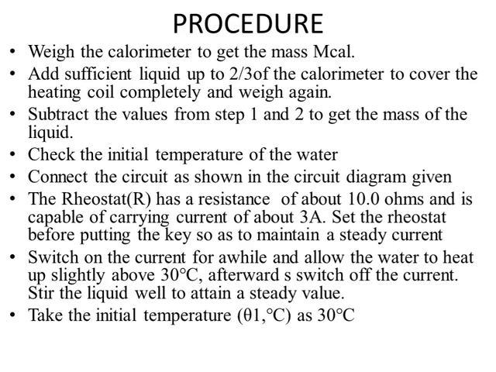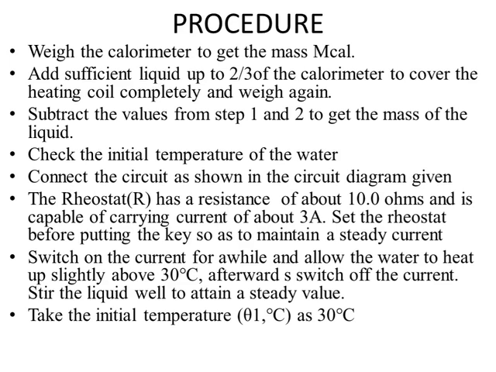Connect the circuit as shown in the circuit diagram given. Remember, I told you that for every heat and electricity experiment, you'll be given a circuit diagram to follow. The rheostat has a resistance of about 10 ohms and is capable of carrying a current of 3 amps. Set the rheostat before putting the key so as to maintain a steady current. Switch on the current for a while and allow the water to heat up slightly above 30 degrees Celsius. Afterward, switch off the current.